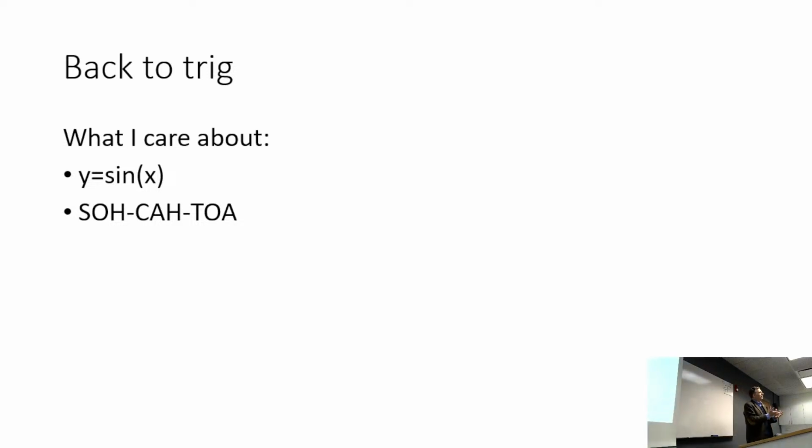SOHCAHTOA, that'll be useful for application problems. So do you know the SOHCAHTOA thing? Sine is opposite over hypotenuse, cosine is adjacent over hypotenuse, tangent is opposite over adjacent. That's all I really care about in terms of the trig. I don't care about identities. There are a few that I might bring in just momentarily, but it's not going to make or break whether you can do calculus.